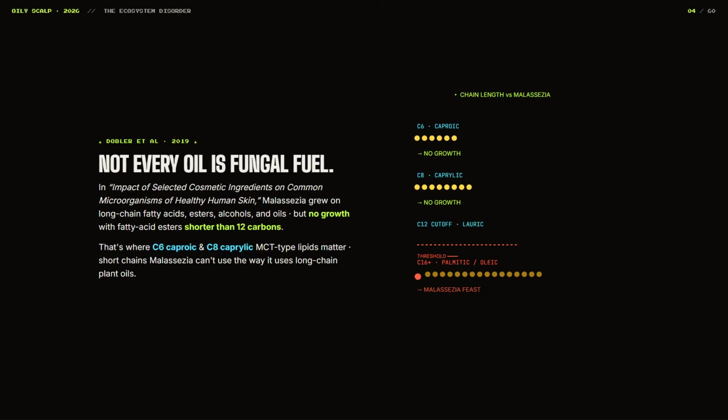In the 2019 paper by Dobler et al. titled, quote, "Impact of Selected Cosmetic Ingredients on Common Microorganism of Healthy Human Scalp," unquote, Malassezia species showed growth with many fatty acids, fatty acid esters, fatty alcohols, and oils, especially longer-chain lipid ingredients. But the authors found no Malassezia growth with fatty acid esters shorter than 12 carbons. That is where C6 and C8 medium-chain triglyceride type lipids become interesting.